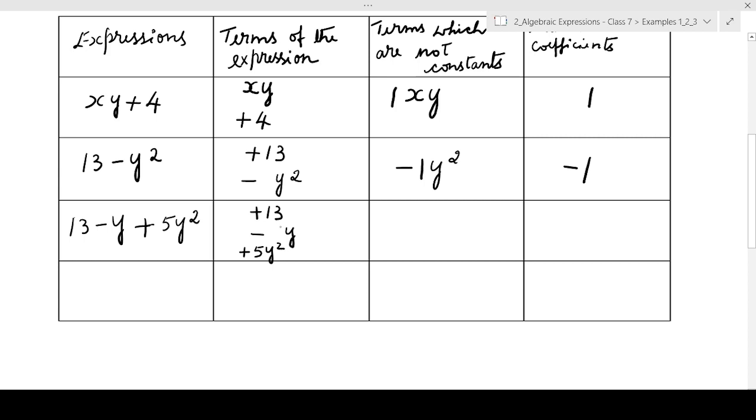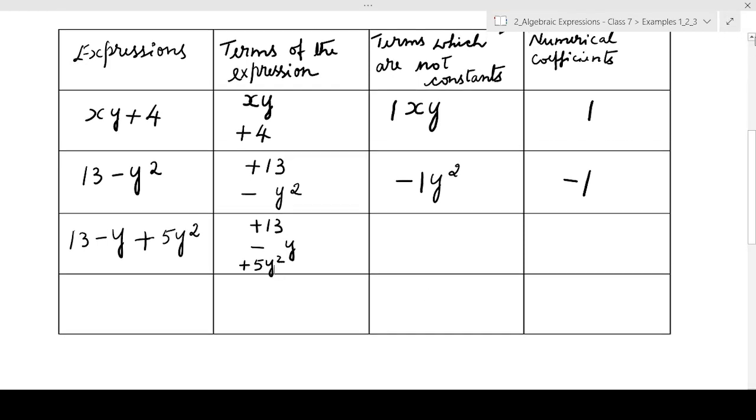Out of these 3, which are the terms which are not constants? We have plus 13, which is a number, it is a constant. We have minus y, which is not a constant, and then we have plus 5y square. Now here remember, if it was just plus 5, it would have been a constant. But since we also have a letter attached to it, y square, this is not a constant because we can attach a value to y.